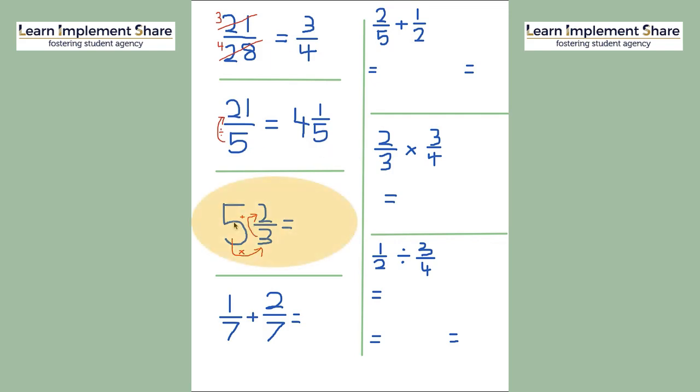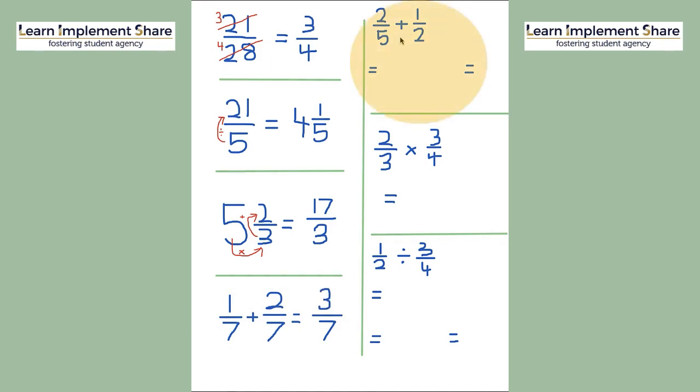In order to convert a mixed number to an improper fraction, we multiply the whole number by the denominator and then add the numerator to get the new numerator, and the denominator stays the same, and so that's why we've got 17/3. When we're adding fractions with common denominators, all we have to do is add the numerators, and that's why this one is 3/7.